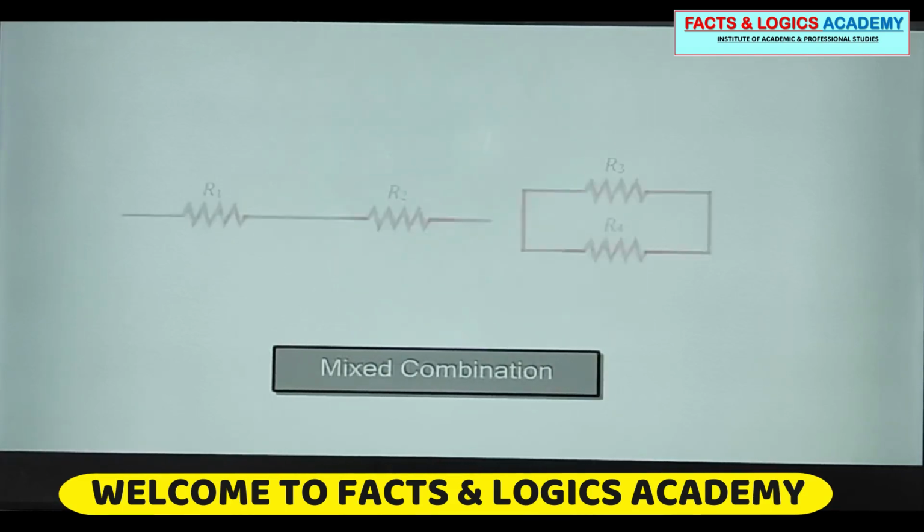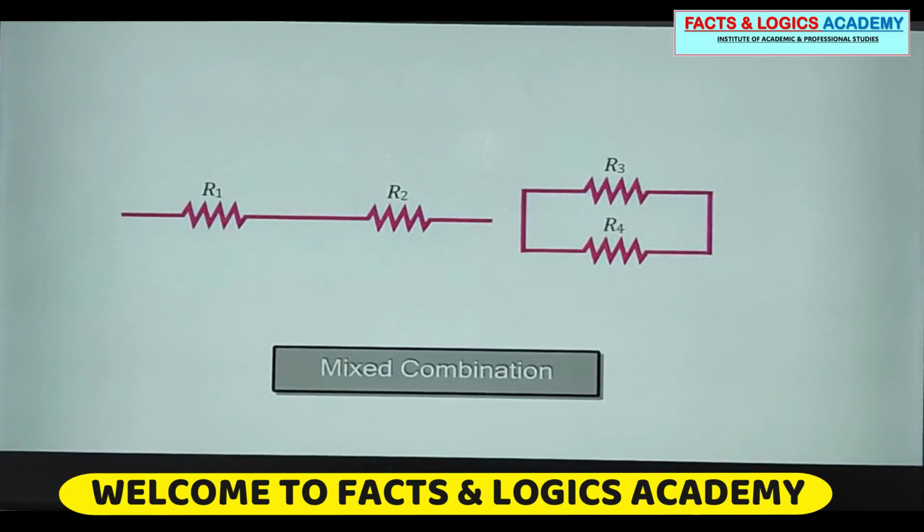Also, a mixed combination of resistors is obtained by connecting some resistors in series and some resistors in parallel combination and then connecting the two combinations.